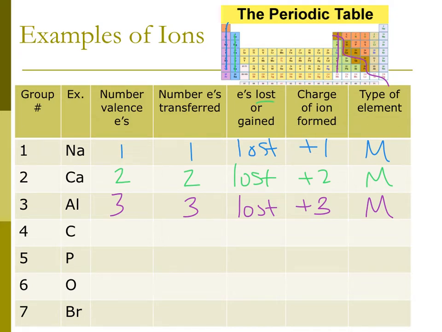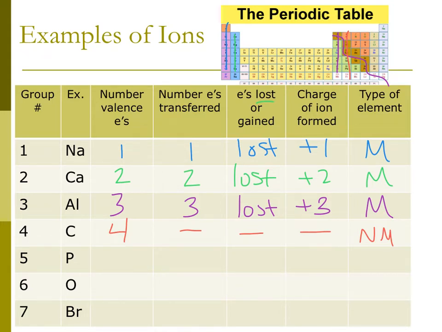Group 4 is interesting. Going down the carbon family, they would have 4 valence electrons, and carbon itself is a non-metal, being on the right of the stair-step line. However, it is not going to gain or lose electrons. It's not going to form ionic bonds typically. They will form those covalent network structures, those giant structures. So we would not say that they would be interested in gaining or losing electrons, and they would not typically form an ion, so no charge.